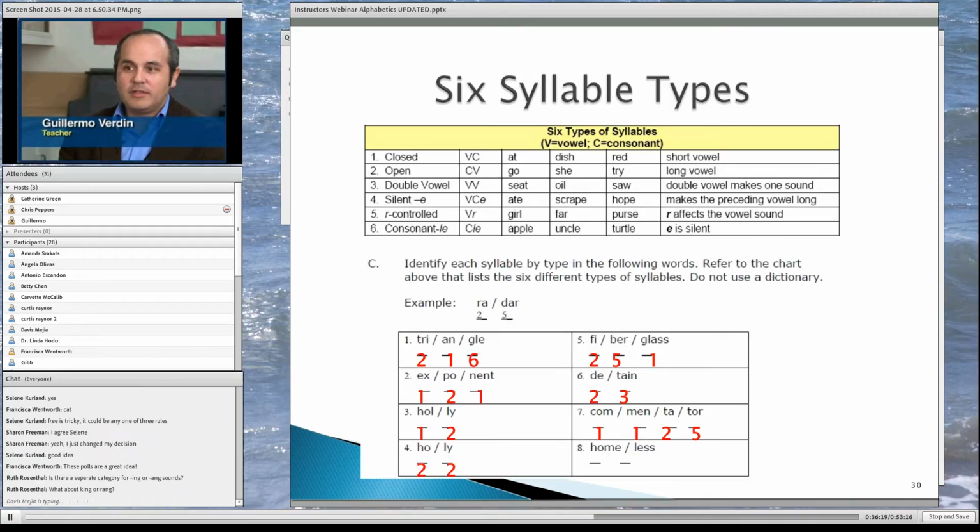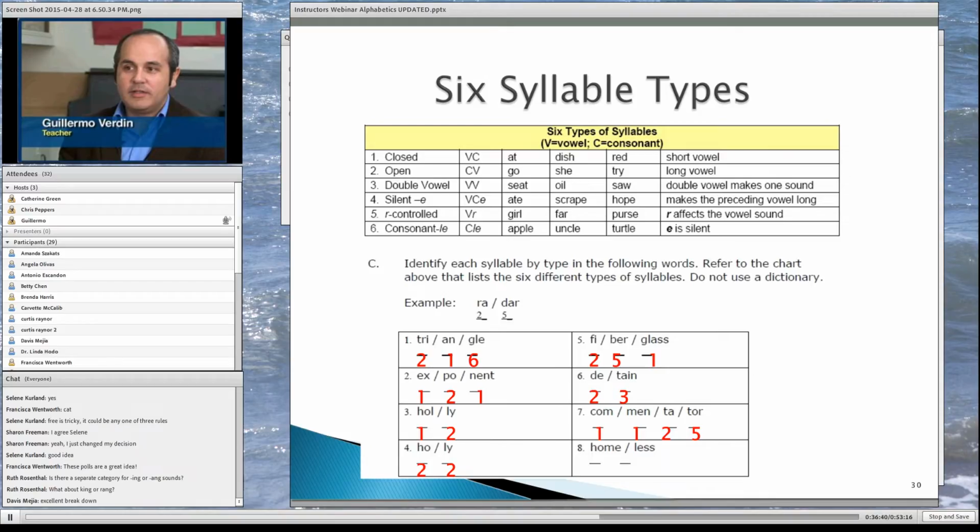And Ruth, king and rang, the ing and the ang, in that case I consider them like word families. The word families: ring, king, bing, ling. So in that case I consider them word families.